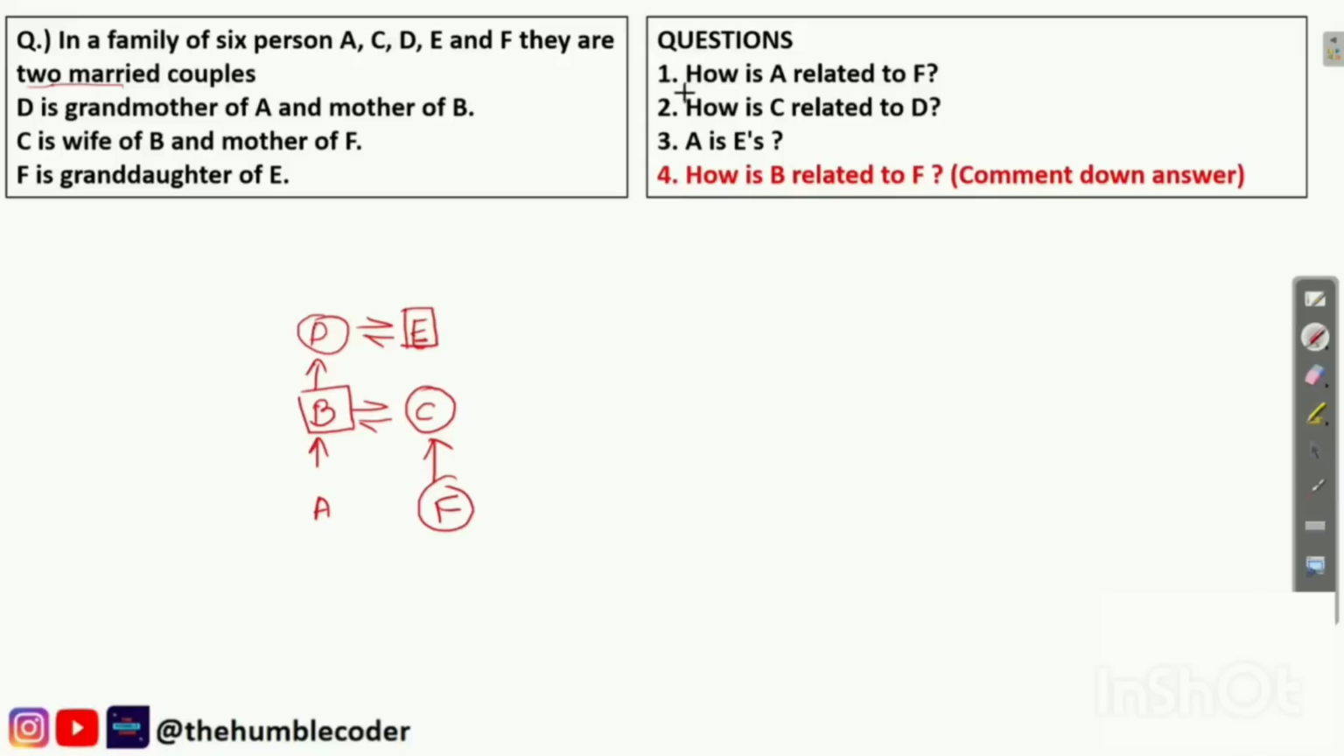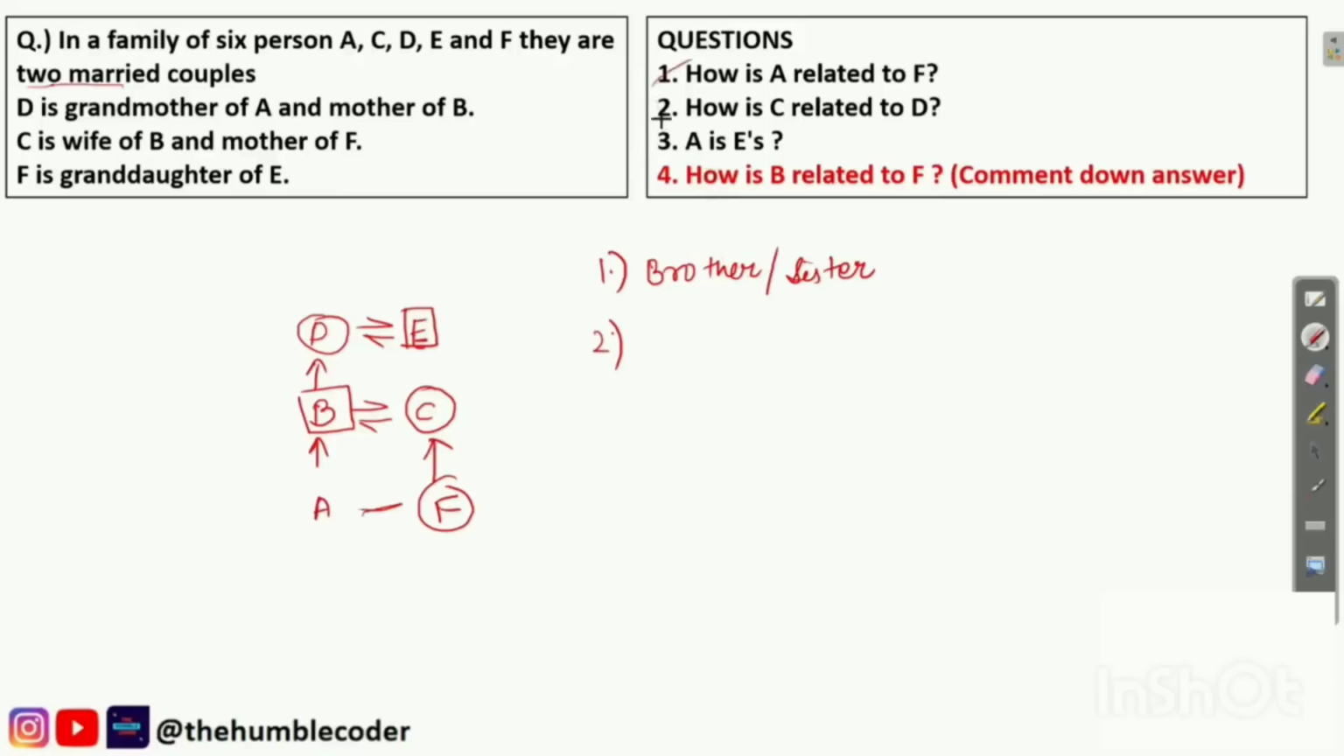So the first question is, how is A related to F? So we have A here and F here. So basically A and F will be siblings, brothers or sisters, because they have the same parents. So we can write brother or sister. Why are we not mentioning just one, either brother or sister? Because we do not have the gender of A. If A is male, A will be a brother, and if female, A will be a sister.